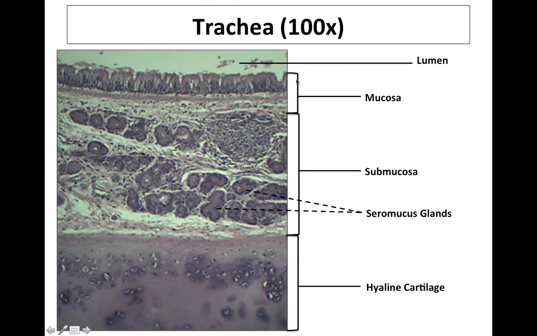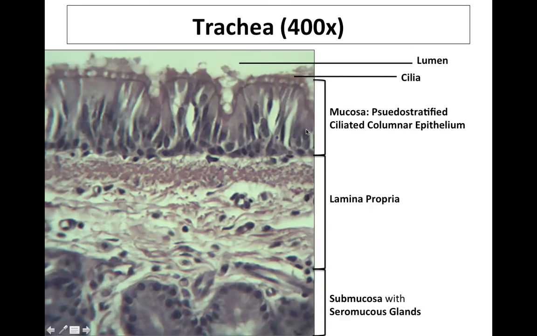So the mucosa itself is still going to have that lamina propria, right, running right underneath a layer here of epithelium. Right? The epithelium is pretty unique. Let's zoom on that for just a second before we come back. The epithelium is a pseudostratified, ciliated, columnar epithelium.